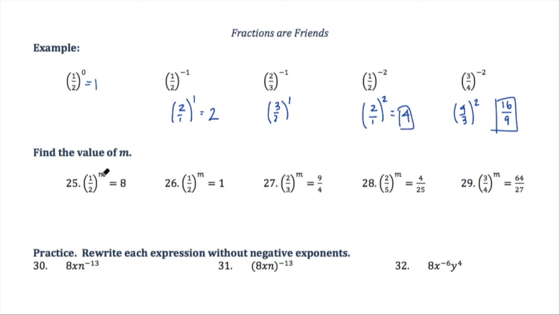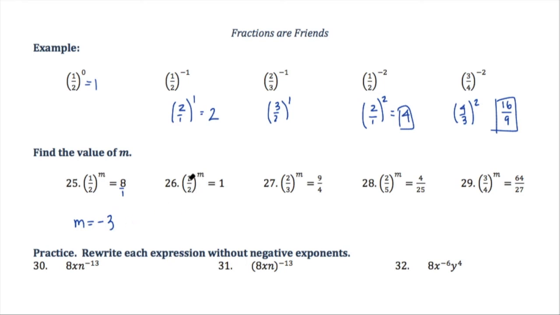1/2 raised to some power is 8. Well, that is kind of like 8 over 1. So to me, I'm seeing 2 on the bottom becomes 8 on the top. So that tells me right away that m must be negative. So a negative exponent would take the 2 from the bottom and move it to the top. And to take a 2 to make it go to an 8, we would need the third power. So m must be negative 3.